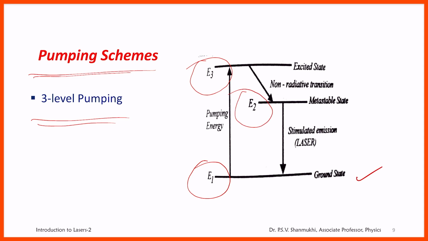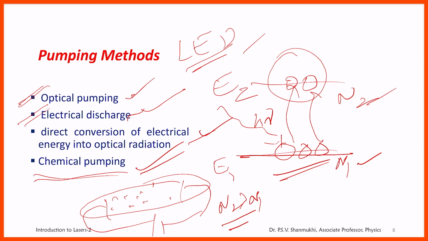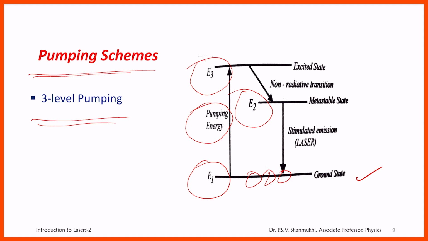Ground state is highly stable. If the atoms are present in the ground state, they can stay for infinite time. You don't disturb them, you don't supply any energy, they can stay there for infinite time. And afterwards, you can use any pumping method. As we discussed just now, you can apply optical energy, electrical energy, chemical energy, something like that. That energy is absorbed by these atoms, and they will go directly to the third energy state or excited state.